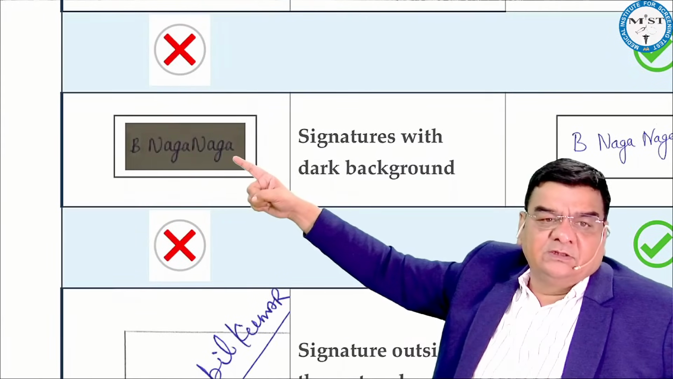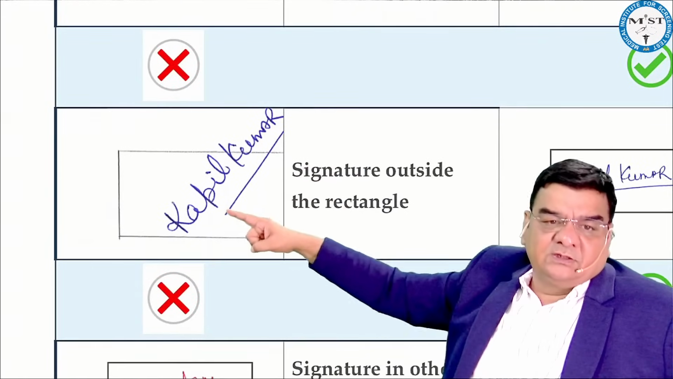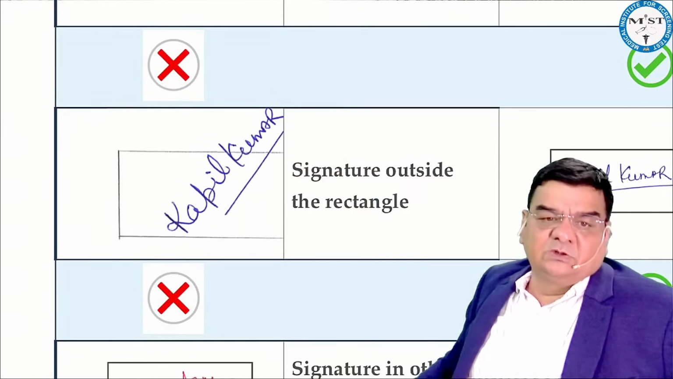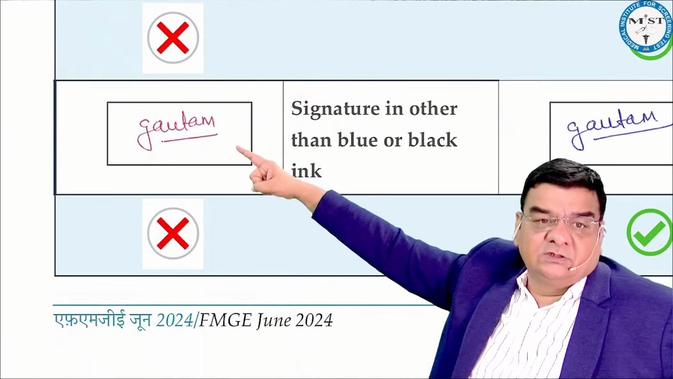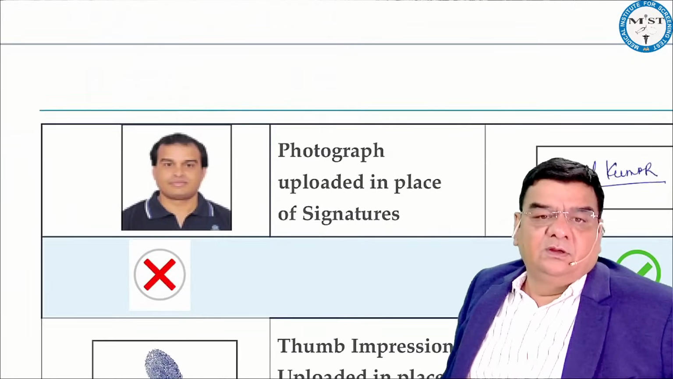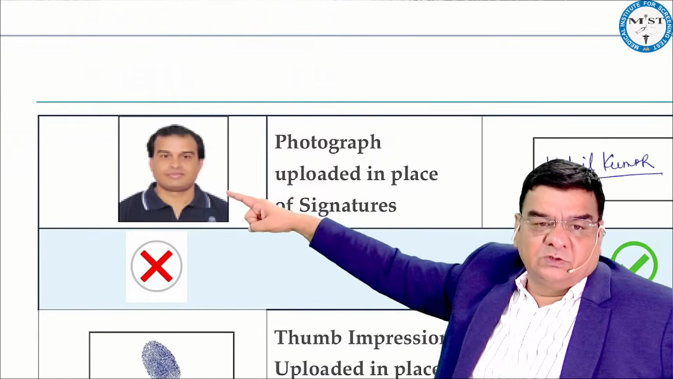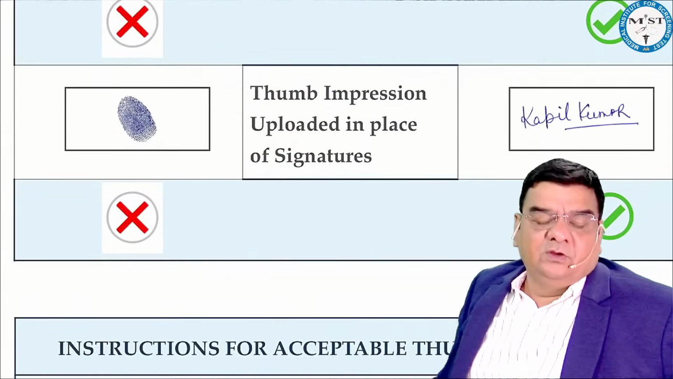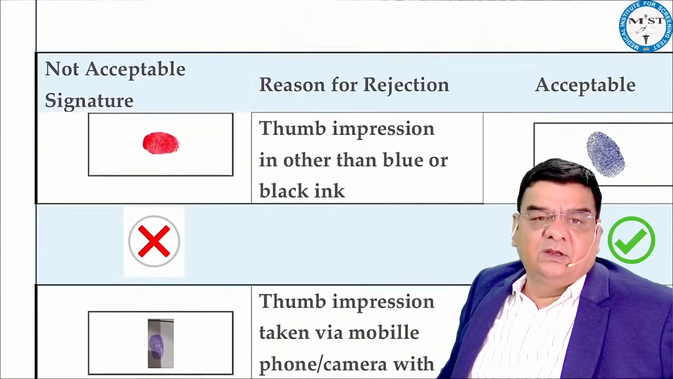Here this is a dark background, so these are also rejected. Here the signatures are going out of the box, this is also rejected. This is a red color signature, this is also rejected. You have uploaded a photograph in place of signature, so this is also rejected. You have uploaded a thumb impression in place of signature, so this is also rejected.